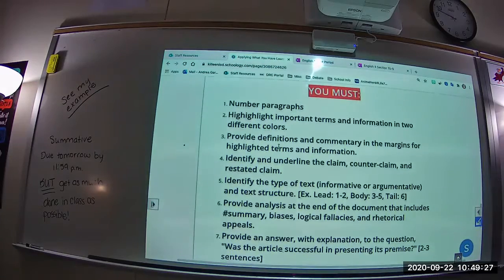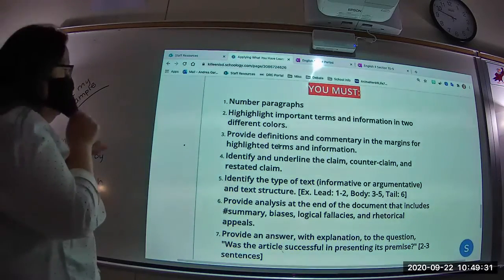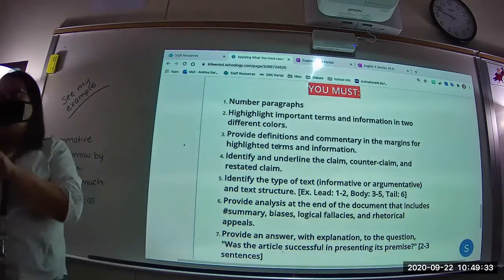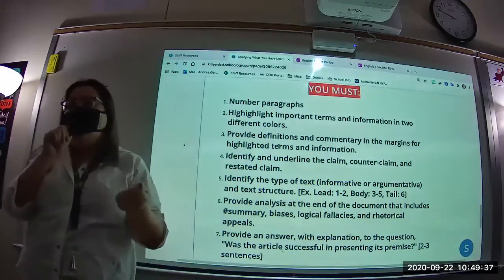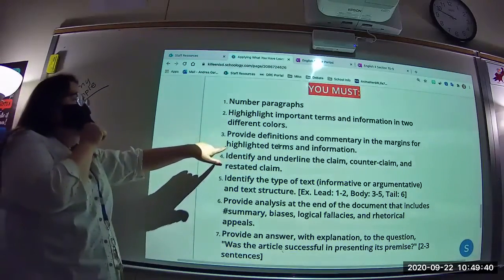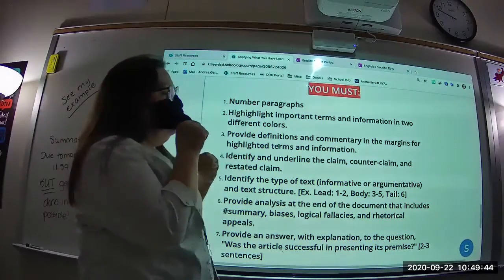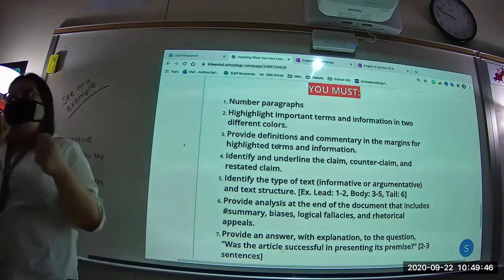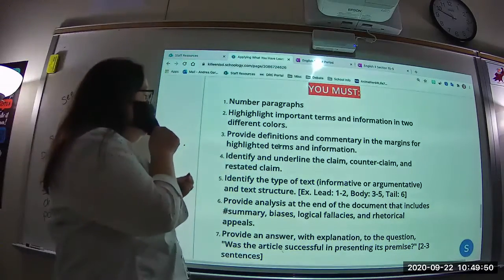Once you select which one you want, you're gonna go ahead and read it and analyze and annotate. You're gonna number the paragraphs. You're gonna highlight important terms and information in 2 different colors. So let's say you do the terms in green and important information in yellow. Provide definitions and commentaries in the margins for the highlighted terms and information. I want to be able to see your thinking, right? Why did you think that was important? What was the definition of that term?